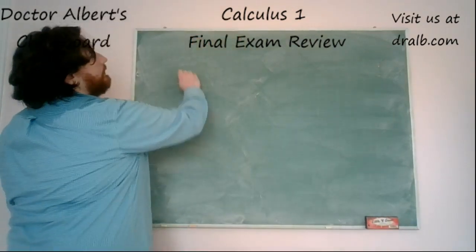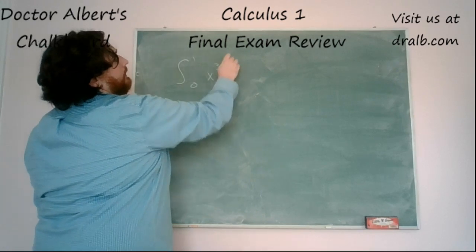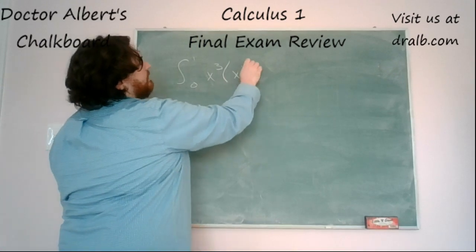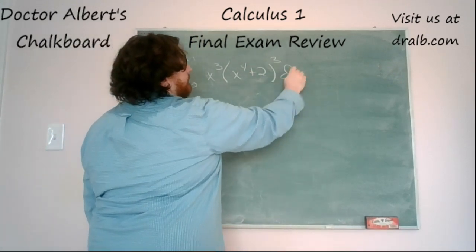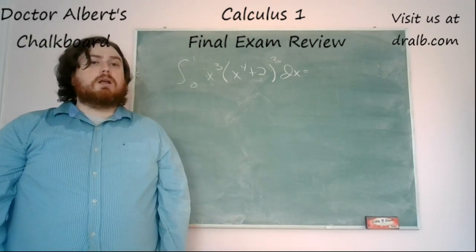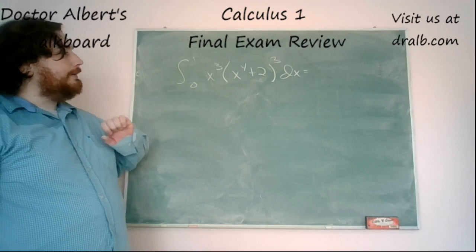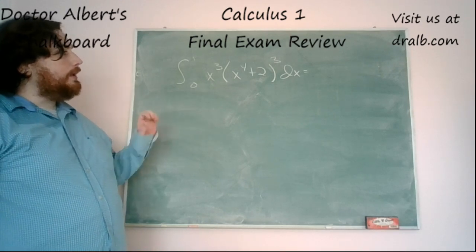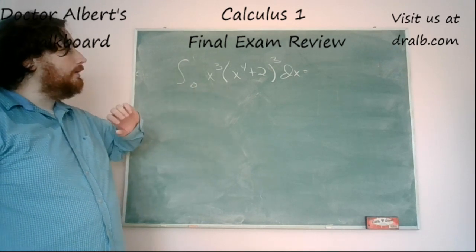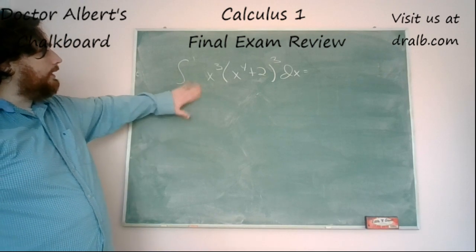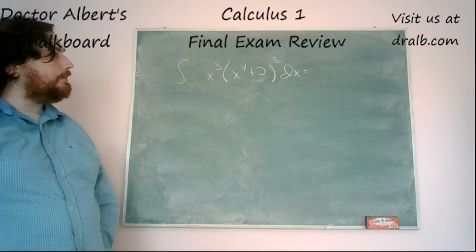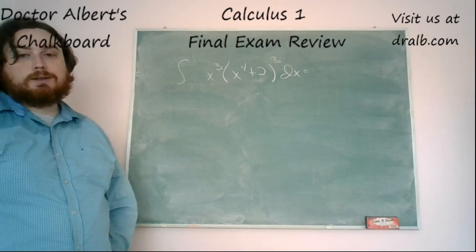So we have the integral from 0 to 1 of x cubed times (x to the 4th plus 2) cubed dx. So what I want to find here is the definite integral. But what we know is that if we can find an antiderivative, we can evaluate from 0 to 1 and get the definite integral. So before I answer this question, I actually want to find the general antiderivative of x cubed times (x to the 4th plus 2) cubed.